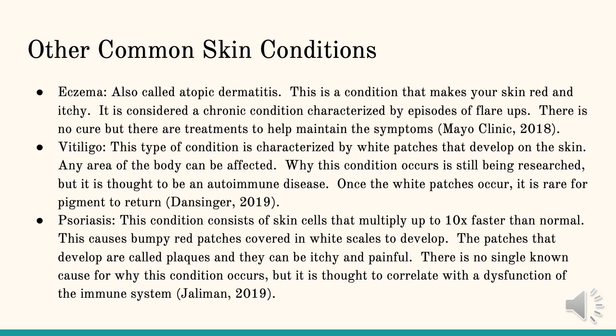Psoriasis is a condition that consists of skin cells that multiply up to 10 times faster than normal. This causes bumpy red patches covered in white scales to develop. These patches that develop are called plaques, and they can be itchy and painful. There is no single known cause for why this condition occurs, but it is thought to correlate with a dysfunction of the immune system.